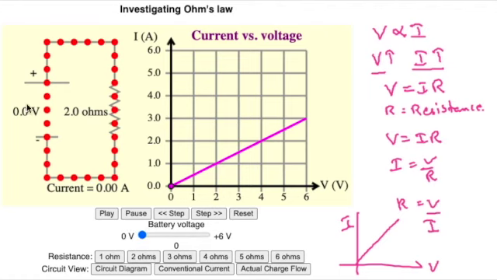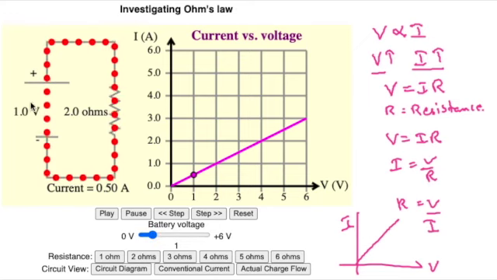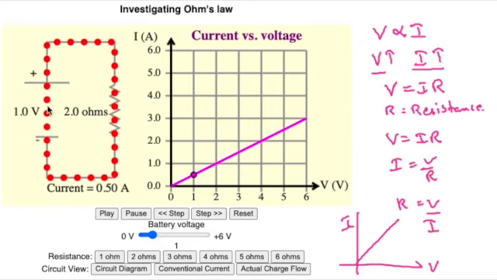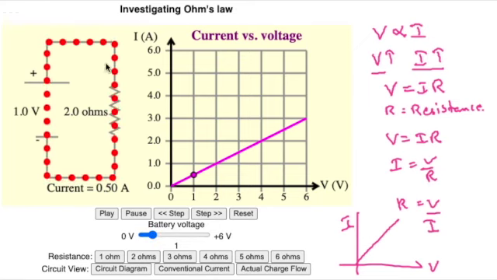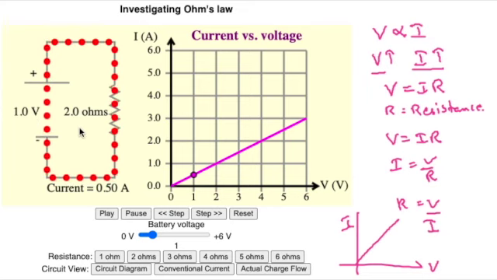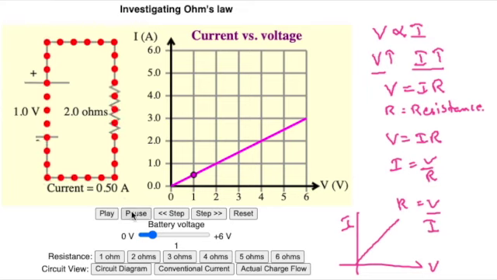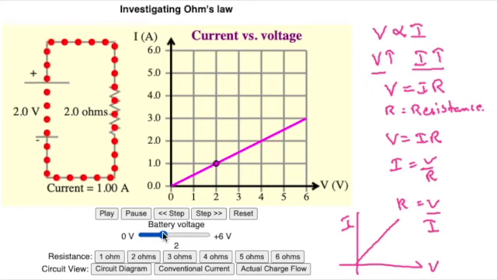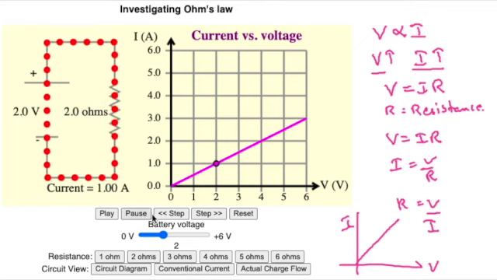Initially I am applying 0 volt, so the current is also 0. So see here, the current is 0. Now I'll increase the applied voltage. For example, I'll keep 1 volt. When the voltage is 1 volt and the resistance is the same 2 ohms, the current is 0.5 amps. Now let me increase to 2 volts. The voltage is 2 volt, so the current is 1 amp.